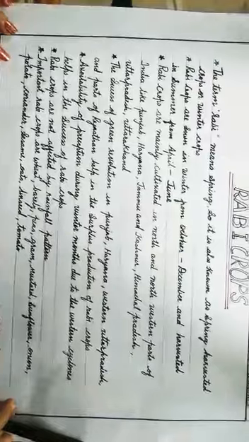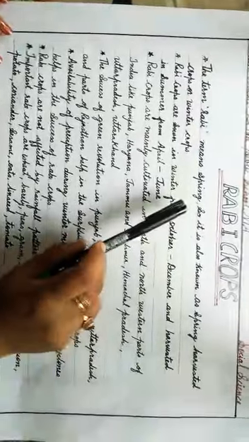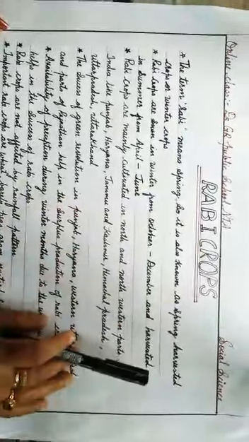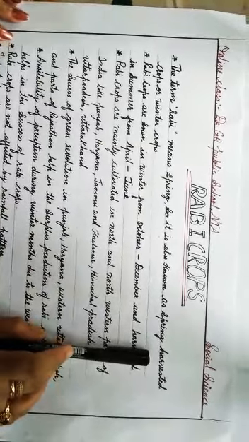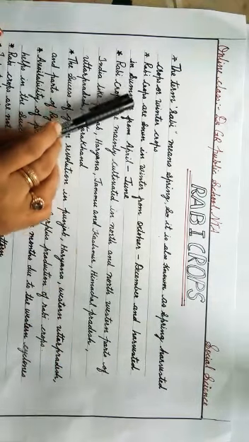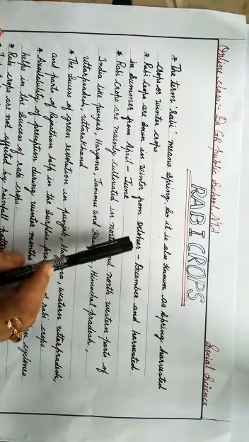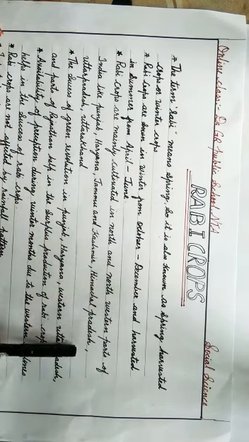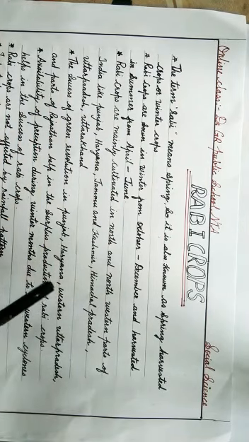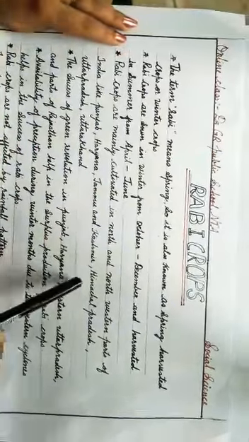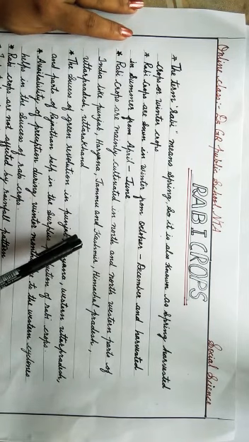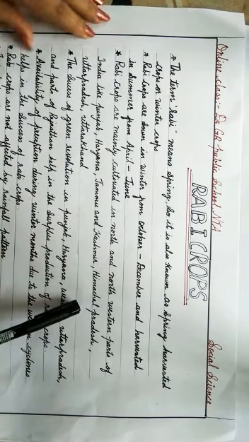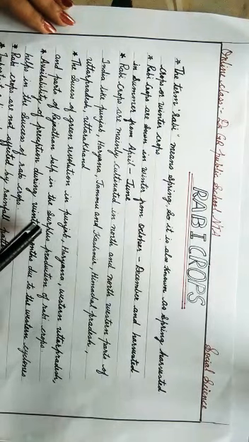So once again, the term Rabi means spring. So it is also known as a spring harvested crop or a winter crop. Rabi crops are sown in winter months from October to December and they are harvested in summer months from April to June. These Rabi crops are mainly cultivated in the North Indian states like Punjab, Haryana, Jammu and Kashmir, Himachal Pradesh, Uttar Pradesh and Uttarakhand.